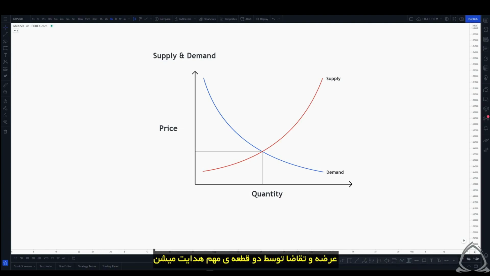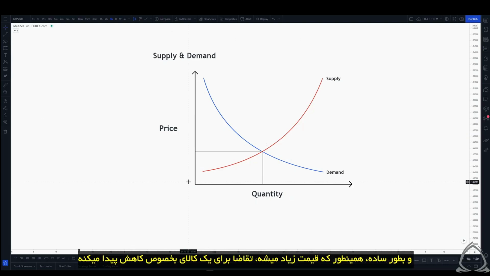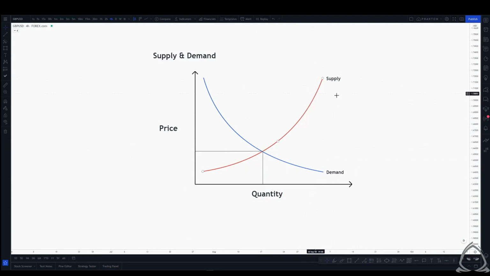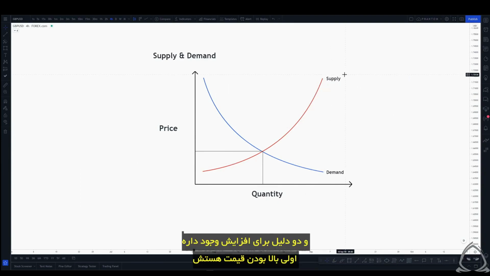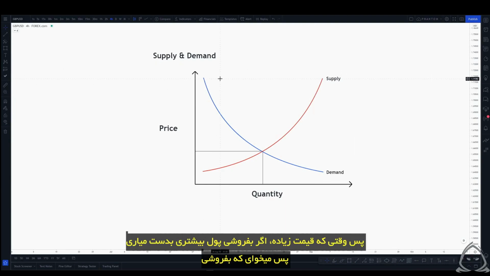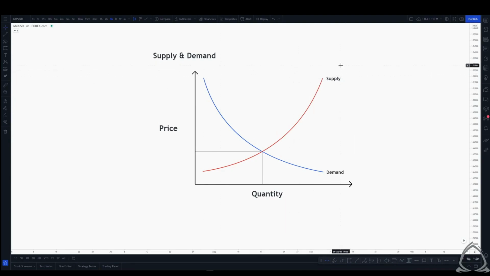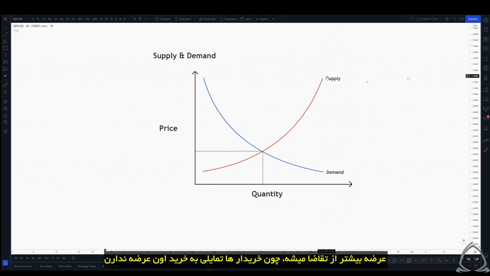Supply and demand are governed by two important components, price and quantity. And very simply put, as price increases, the demand for a particular commodity tends to decrease. And on the flip side, the supply for that commodity increases. There are two reasons why it would increase. One being price is high. So when price is high, when you sell, you make more money, so you'll want to sell. And on the other end, since demand is low, supply just ends up being higher because there aren't any active or willing buyers to buy that supply.